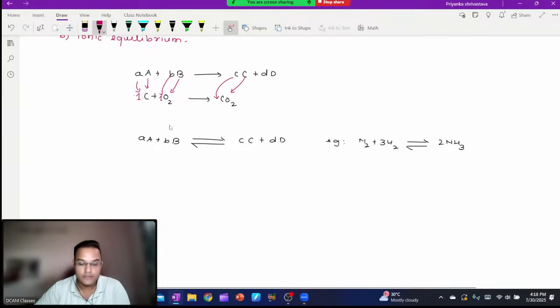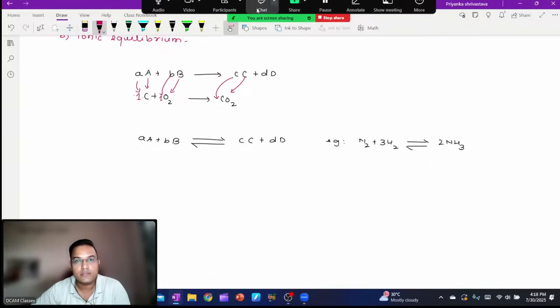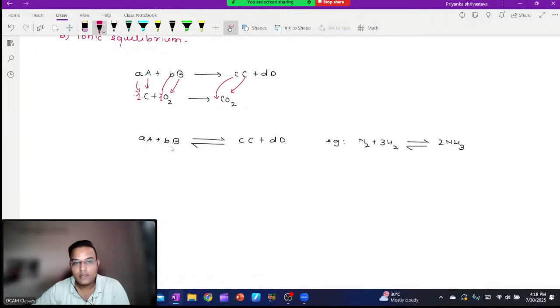What is the meaning of this? The meaning is the reaction which is moving as much forward is moving backward in the same amount. The rate at which the reaction is moving forward is the same as the rate with which the reaction is moving backward. Getting it? Yes sir. So this is known as equilibrium.